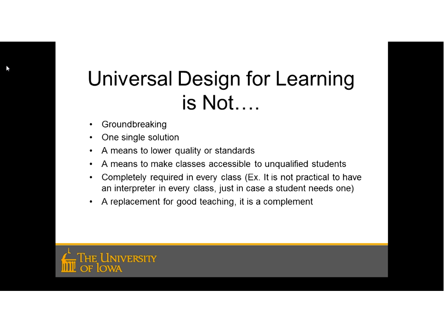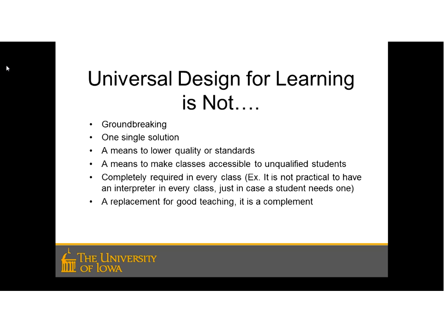What universal design for learning is not, is it's not groundbreaking. Nothing that we're going to talk about here is groundbreaking stuff. It's not a single solution. There could be multiple solutions here. In the college setting, when we talk about UDL, folks think it might be a means to lower quality or standards, or a means to make class accessible to unqualified students. That's not the case either. There are standards to get into classes that need to be met. What we're doing with universal design is, once you've qualified for those classes, we're making it easier to use your strengths to benefit from those classes. So we're not lowering any quality, we're not lowering standards, we're not making it accessible to unqualified students.